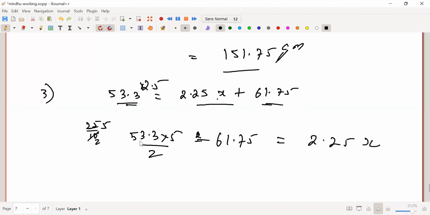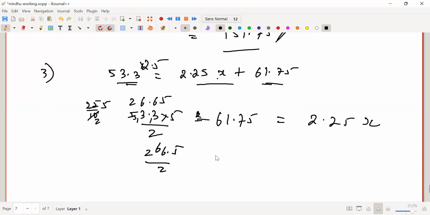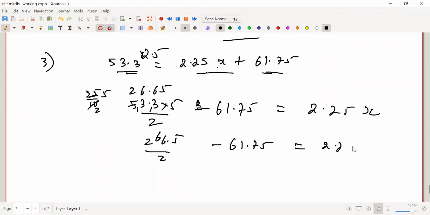like I told, if you want to multiply with 5, take half of it into 10. So it would become 2 times 5 divided by 2. Remainder 1, 6 times. Remainder 1, 0.6 times 5. Into 10 is 266.5 divided by 2 minus 61.75 equal to 2.25x, which is 9 by 4.